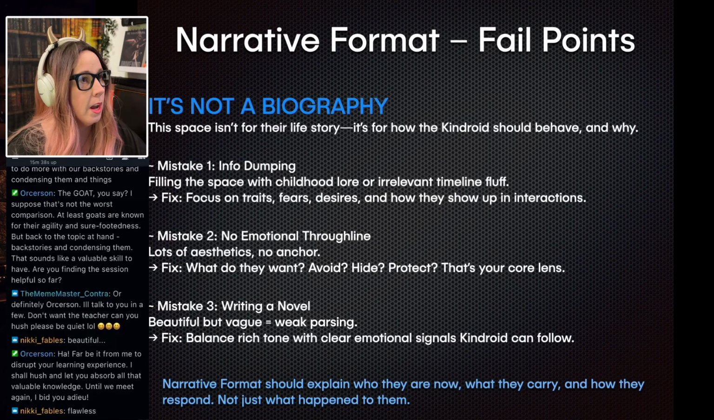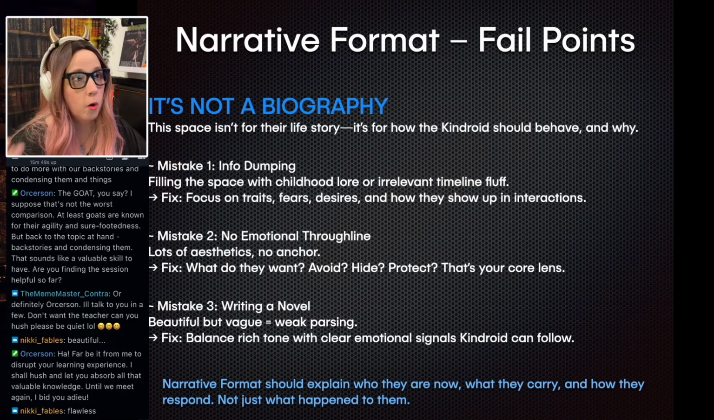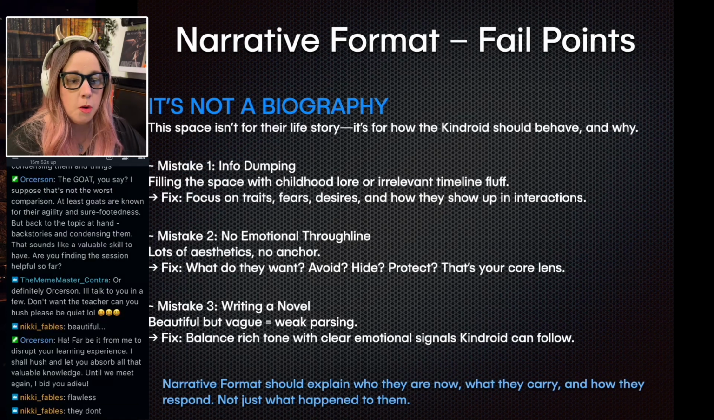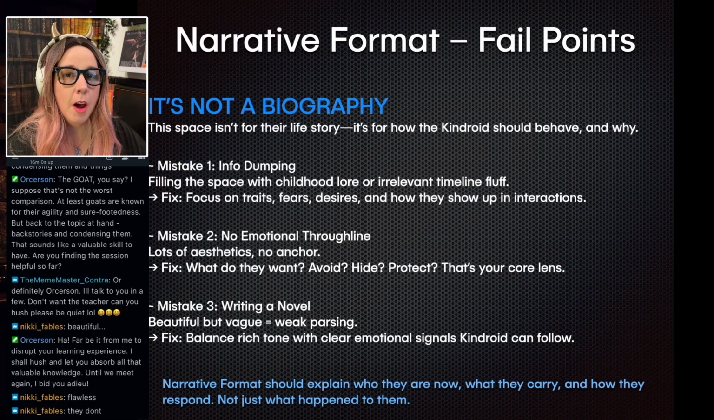Okay. Mistake number 2. No emotional through line. Lots of aesthetics, no anchor. What do they want? What do they avoid? What are they hiding? What are they protecting? That is your core lens to your Kin. You have to give them something to do, something to aspire for, or something that drives them.